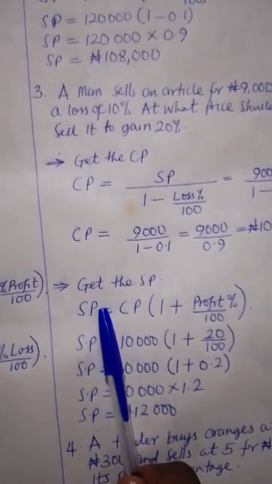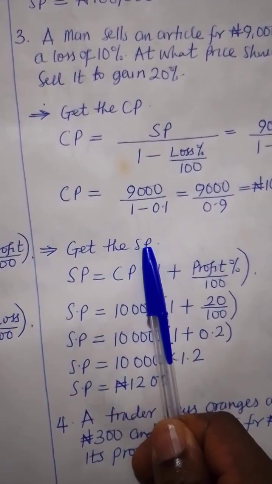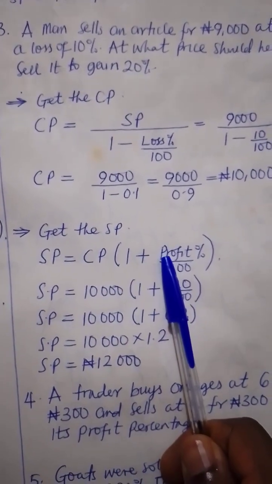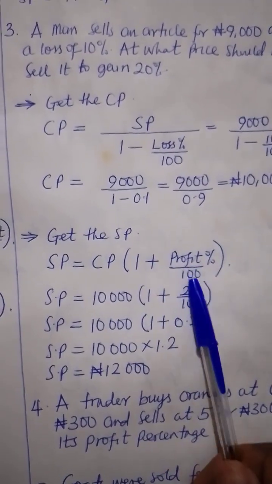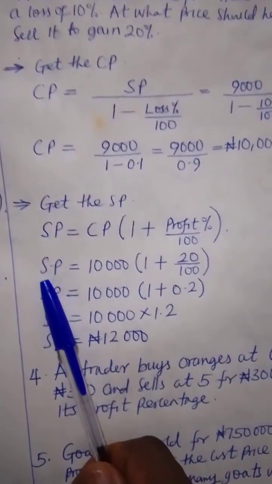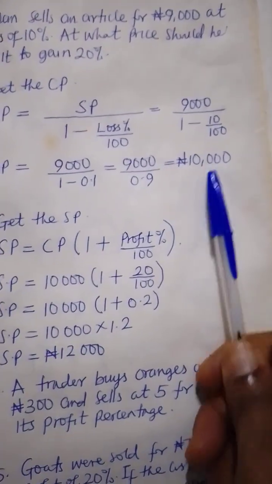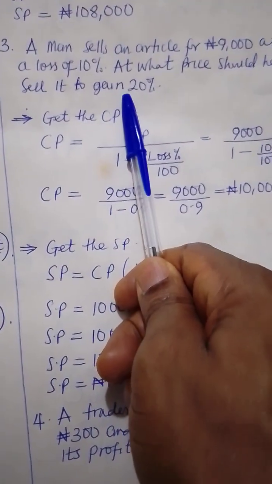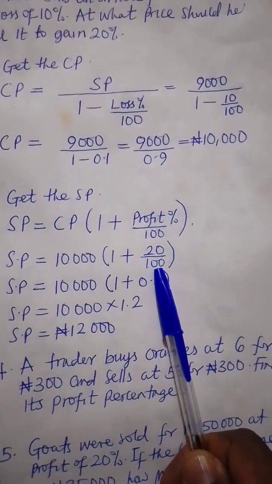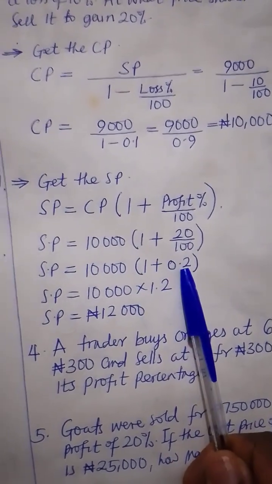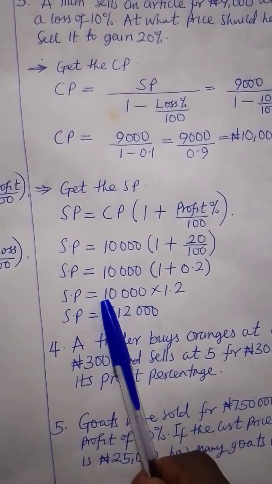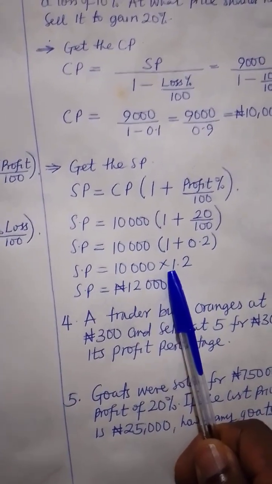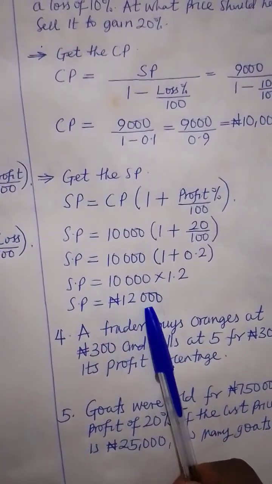The next step is to get the selling price. So selling price is cost price into 1 plus percentage profit over 100. Don't forget your cost price is 10,000. So 10,000 into 1 plus, don't forget the percentage gain is 20. So 20 over 100. Eventually you get 1 plus 0.2, and then 10,000 into 1 plus 0.2. If you resolve this, you're going to get 1.2, and by the time you finish up, you get 12,000 naira.